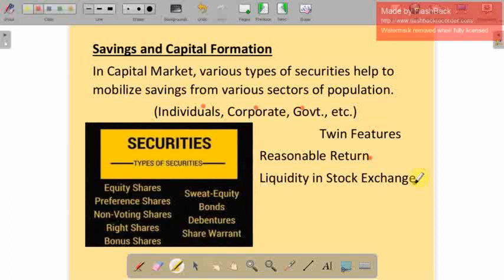And the second one, liquidity. Liquidity means they can sell their shares immediately and convert them into cash. So easily they can convert their shares into money. That is liquidity. These two features encourage them to invest their money in the business. So here they mention saving for the investors and capital for the business. That is savings and capital formation.